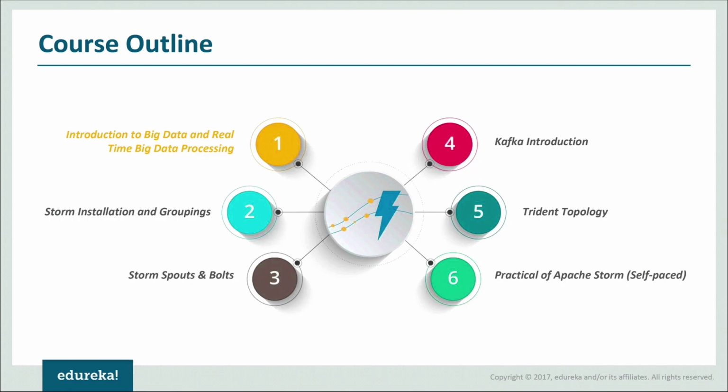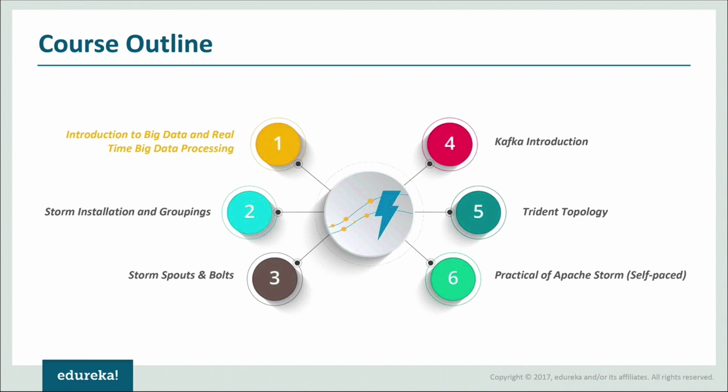So let's see the course outline that we have. So this course is divided into 6 parts, where the first part will be giving you all the background about big data analytics, and we will see why we need Storm and where does it fit in the big data space. Then we will dive into Storm installations and we'll see what are groupings, and then we'll go to nuts and bolts of Storm. But in case of Storm, we don't call them nuts and bolts, we call them spouts and bolts.